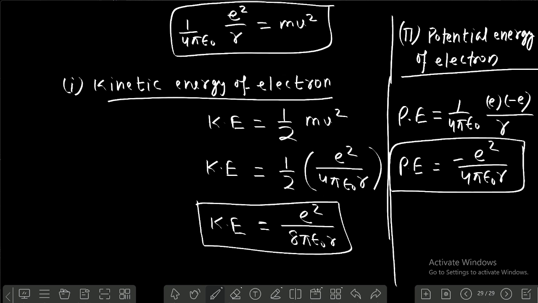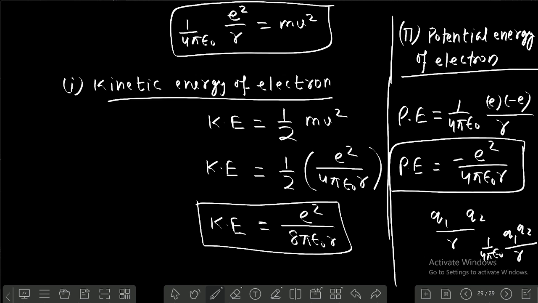So write the potential energy of the electron. You know the potential energy formula. If two charges Q1, Q2 are separated by distance r, then what is the potential energy? It is 1 by 4 pi epsilon naught, Q1 into Q2 by r, and you have to use the sign of the charge.